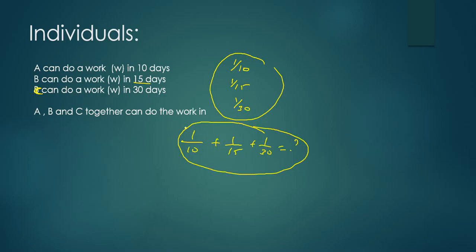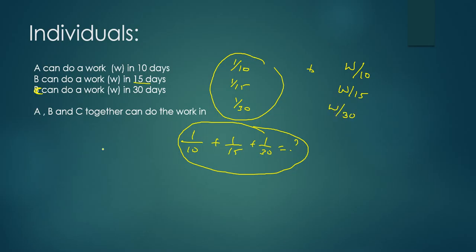As we don't know the total work, assume the total work as W. A can do the work in 10 days. It means in 10 days A is doing how much work? W units of work. So W by 10. A's 1 day's work is W by 10. B's 1 day work is W by 15. C's 1 day work is W by 30.